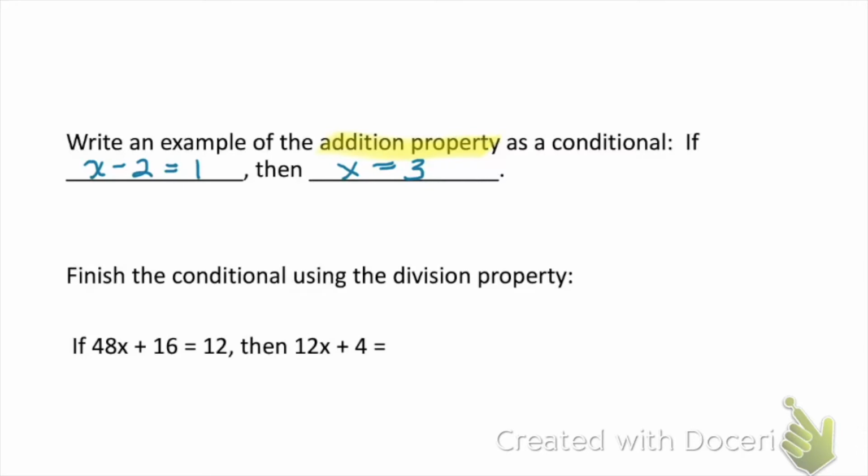As long as you added something to both sides of your equation and your math is correct, that would be perfectly fine. The next example here says, finish the conditional using the division property. The hypothesis here says if 48x plus 16 equals 12, then 12x plus 4 equals blank. Well, if we think about how we got from the first equation to the second, we're using the division property. To get from 48x to 12x, that would be the same thing as dividing by 4. Same thing, to get from 16 to 4, you also have to divide by 4. Since that's what we did on the left side of the equation, we also need to do the exact same thing with the right. And so we would get 12 divided by 4, which in this case would be 3.